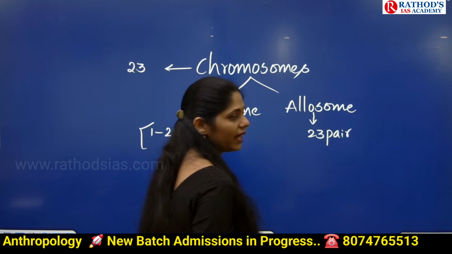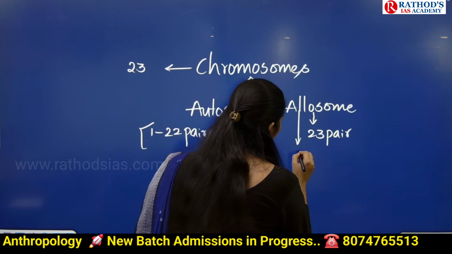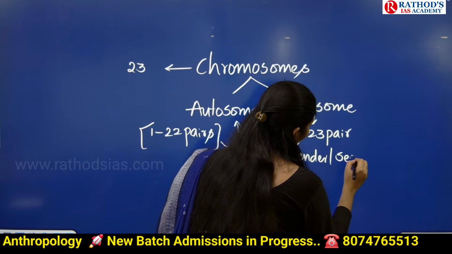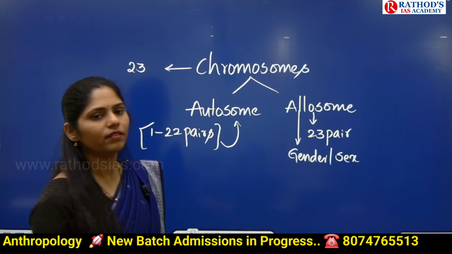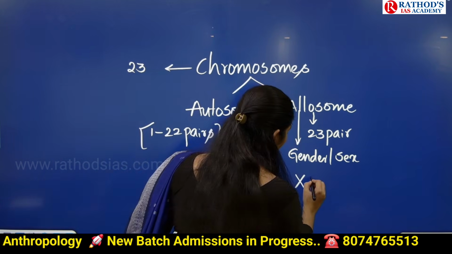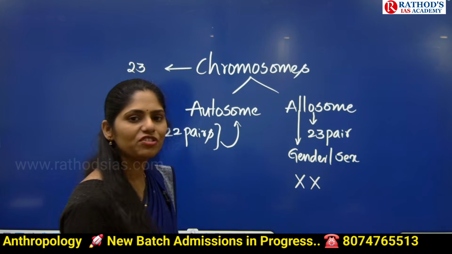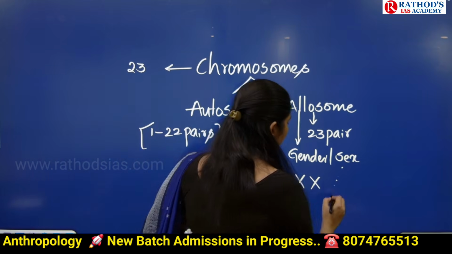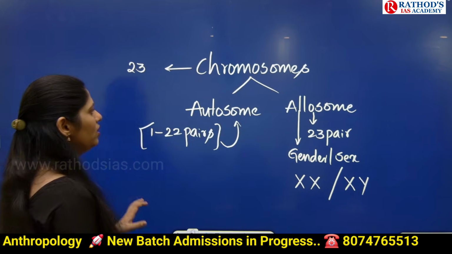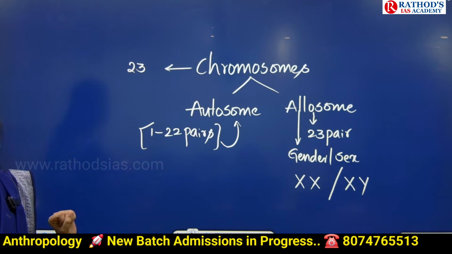It is the last pair. It will determine the gender or sex of that organism. If gender is female, then it is represented by XX chromosome. If gender is male, it is represented by XY. Okay. So this is the thing that you have to remember.